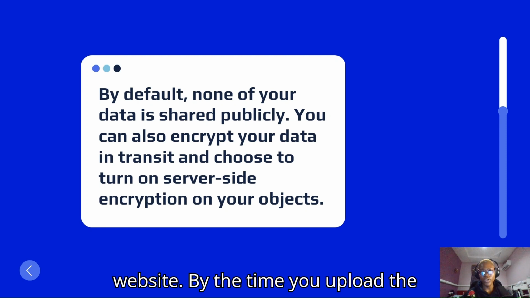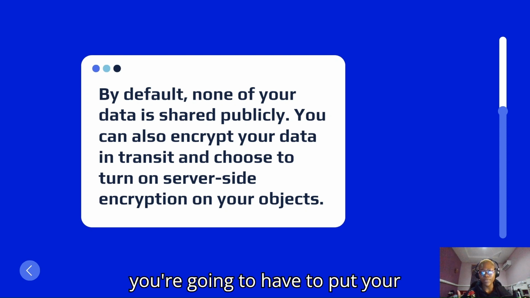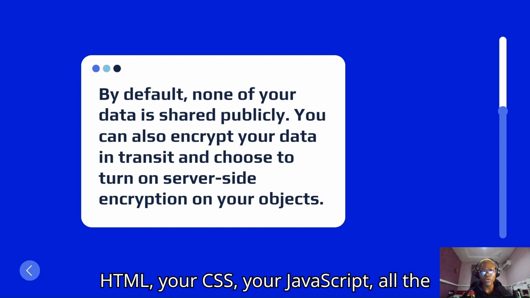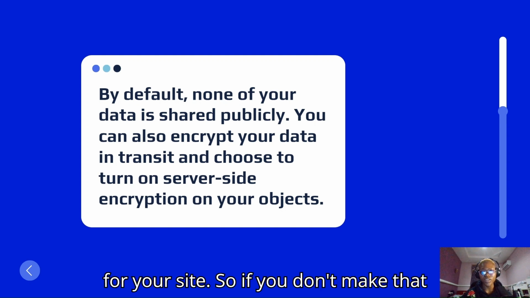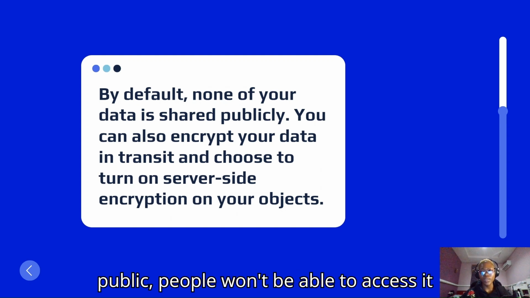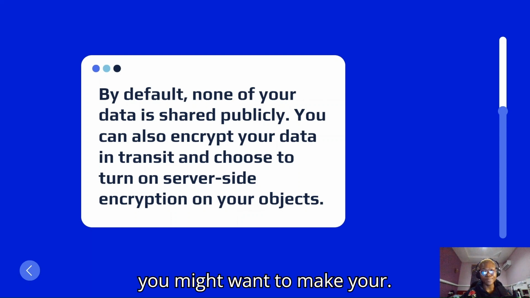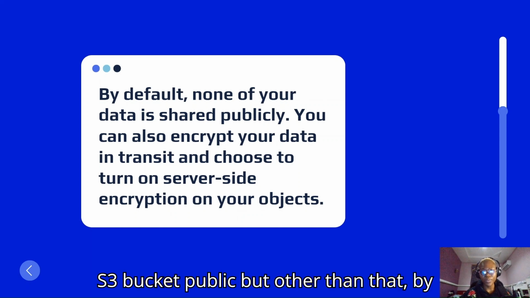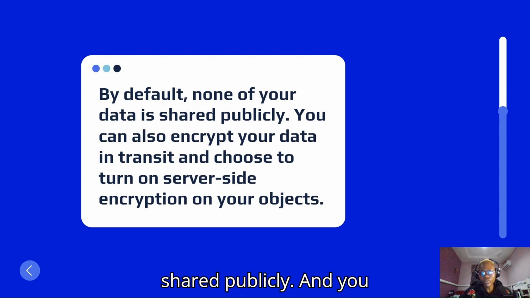By the time you upload the content of your website, you want people to be able to see it, because you're going to put your HTML, your CSS, your JavaScript, all the code, with the images and everything that will display for your site. If you don't make that public, people won't be able to access it over the internet. So in such scenarios, you might want to make your S3 bucket public. But other than that, by default, it's always private, it's never shared publicly.